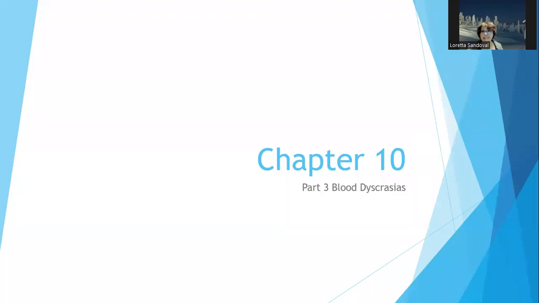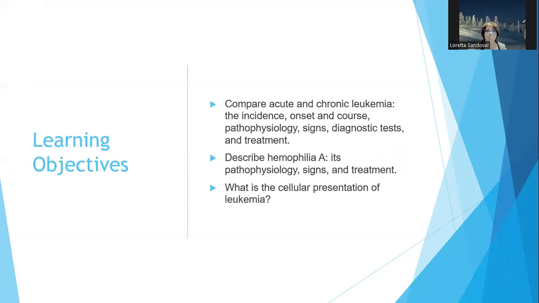We talked about anemia, and now we're going to talk about a few other blood dyscrasias. And as a theme for the rest of the quarter, we're not going to talk about every pathology that's in the textbook. We're just going to hit the highlights. So the first one we're going to talk about, well, first of all, the learning objectives.